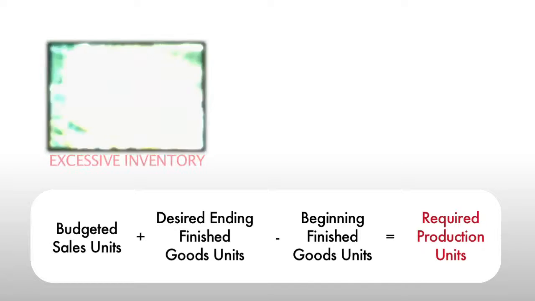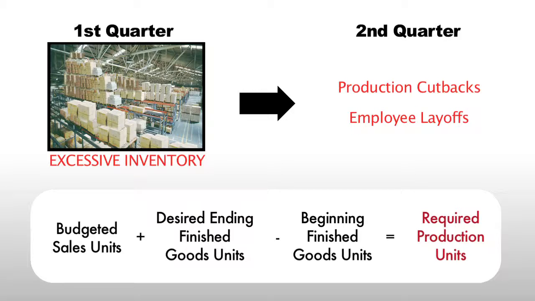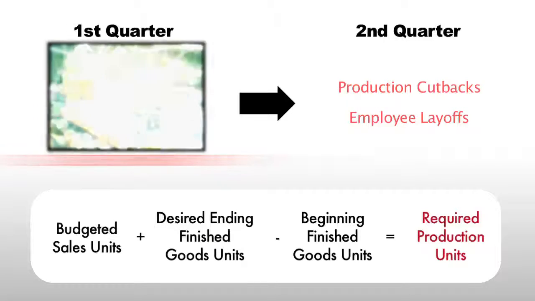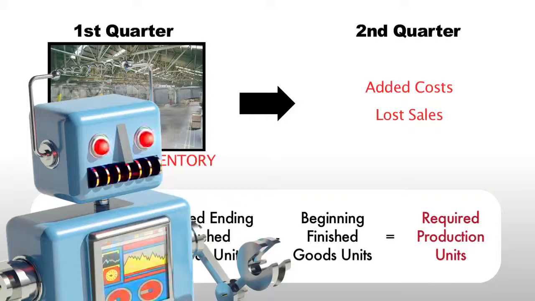If you have excessive inventories in one quarter, that might lead to cutbacks in production and employee layoffs in a subsequent quarter. On the other hand, inadequate inventories may result in either added costs for overtime work or in lost sales.